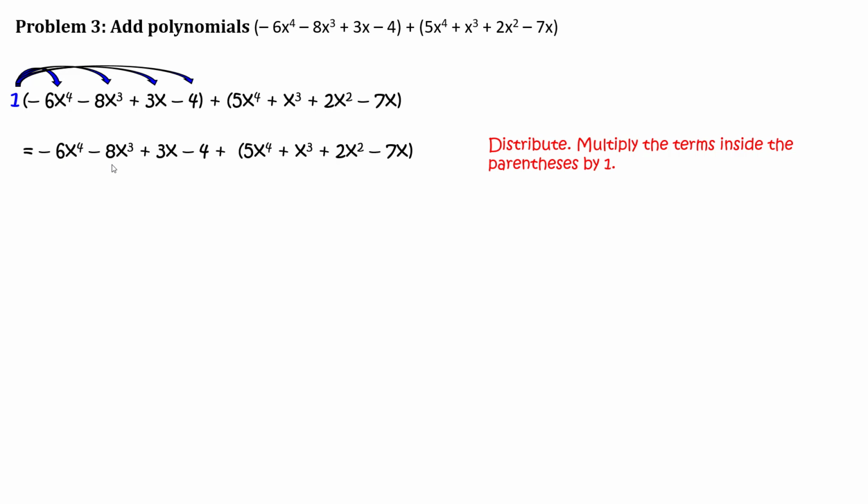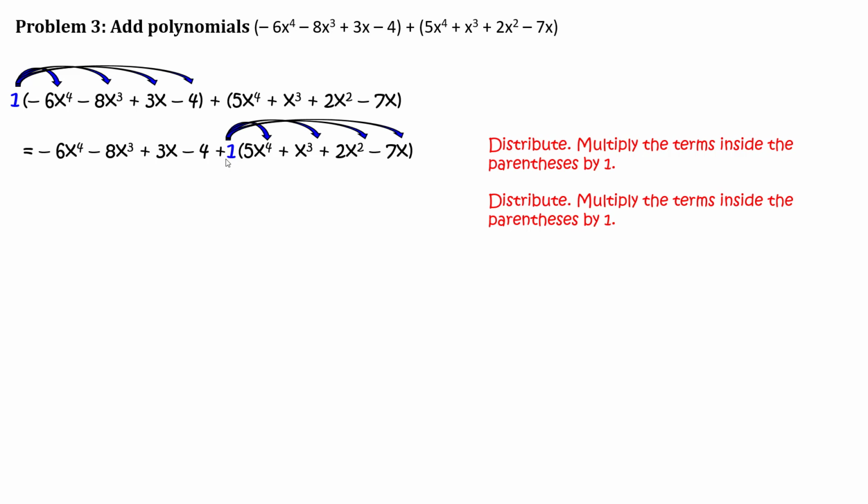So I'll just rewrite negative 6x to the 4th minus 8x cubed plus 3x minus 4. And then I'm going to do the same thing for the second grouping. I'm going to pretend there's a 1 in front of the parentheses, and I'm going to multiply each term inside the parentheses by 1. And again, we're just practicing for the case when there's something other than 1 in front of the parentheses.